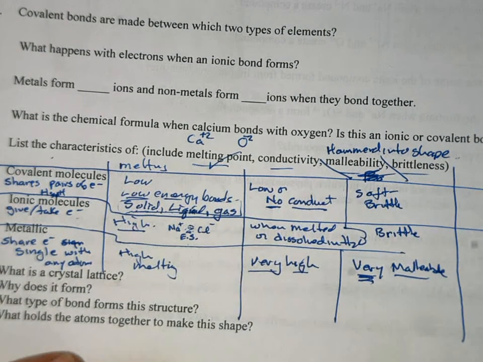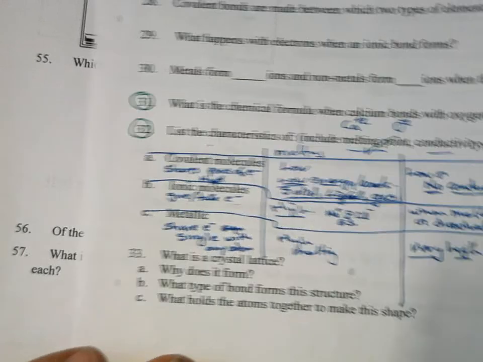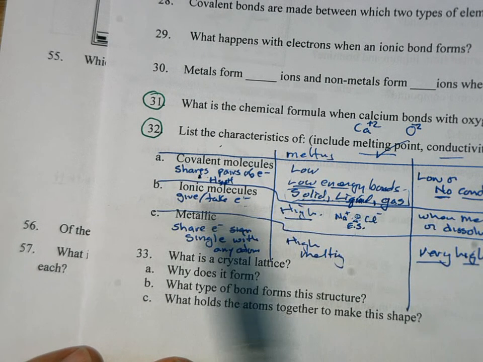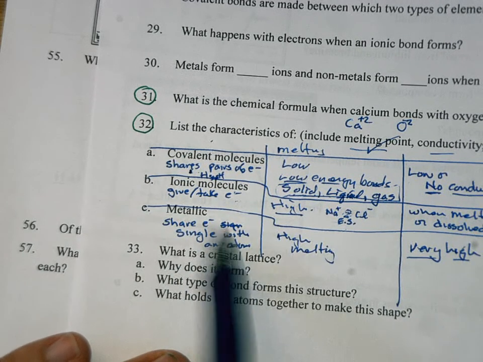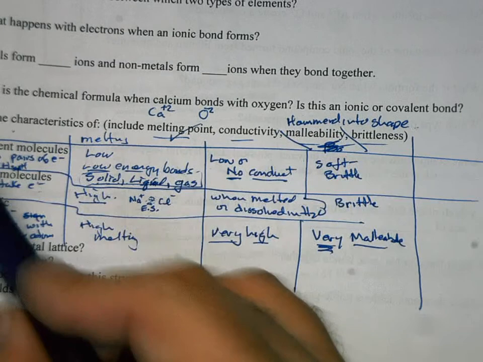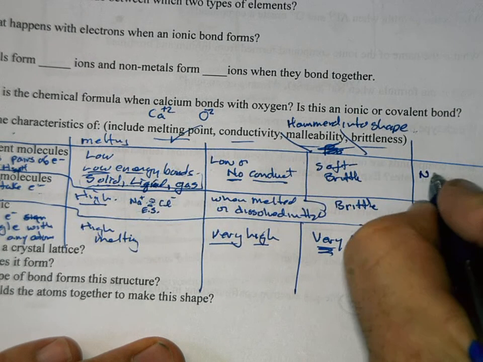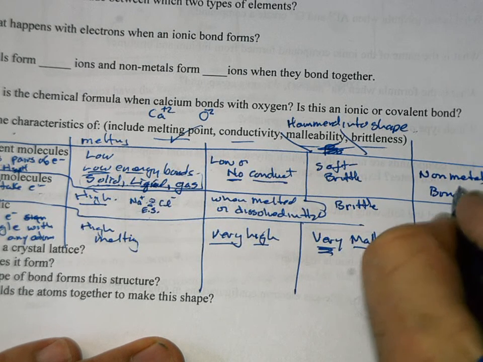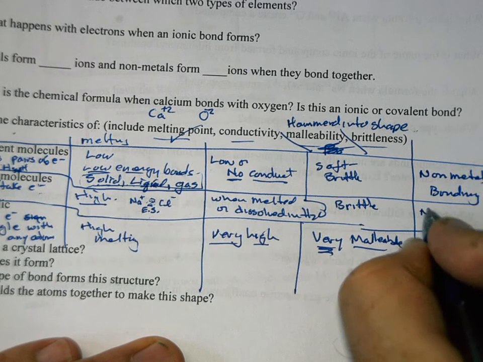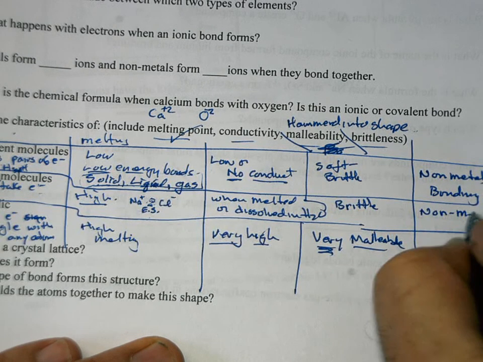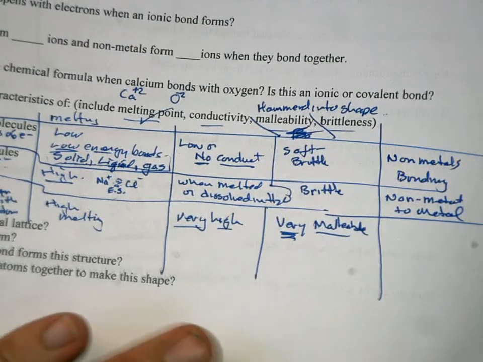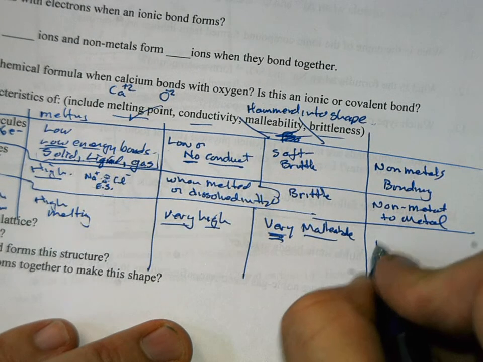So the last thing I wanted to mention here is the characteristics. We said that covalent compounds share pairs of electrons. They give or take electrons for ionic. They share electrons singly with another atom. The other definition for those is, for covalent, non-metals bonding. For ionic, it's a non-metal bonding to a metal, so non-metal to metal. And for metallic, it's metal to metal.